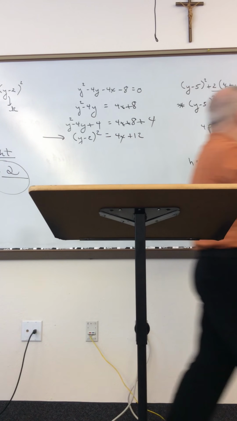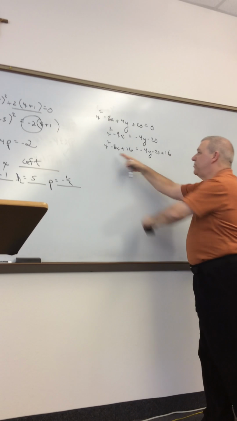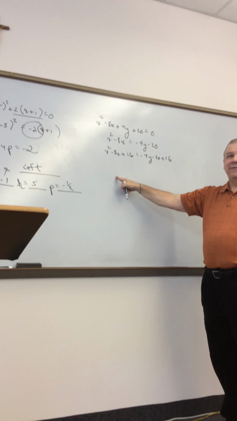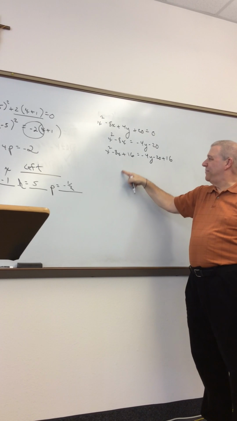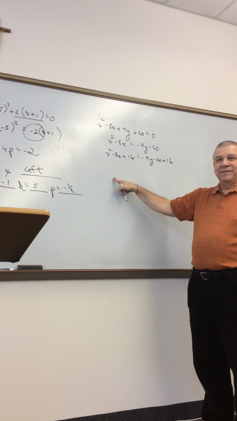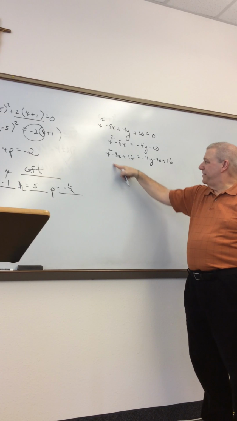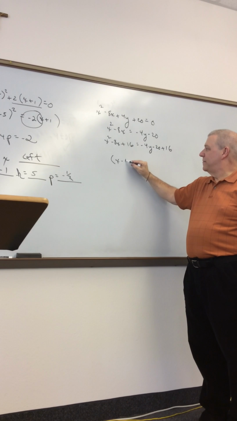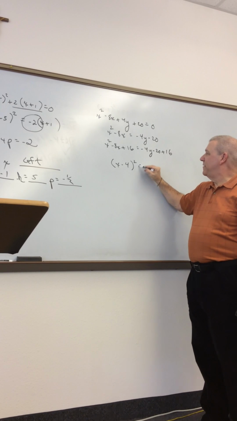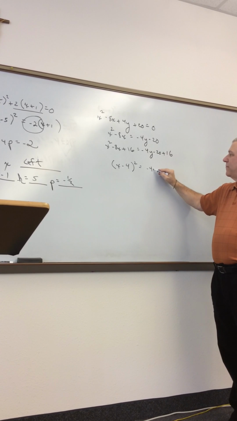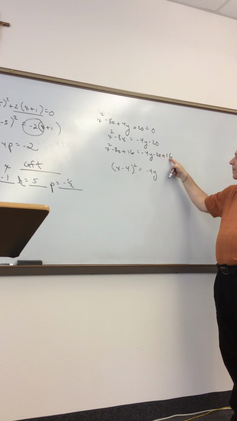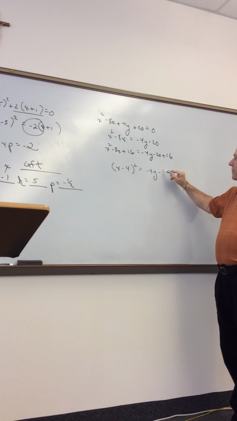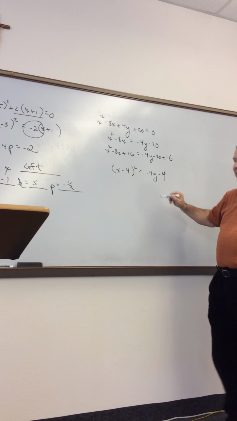Watch this. What's this come down to right here? Stay with me here. Don't want to mess this up. What's this come down to right here? Jake, come on, this is now perfect. x minus 4 quantity squared equals negative 4y minus 4. Just add the numbers.